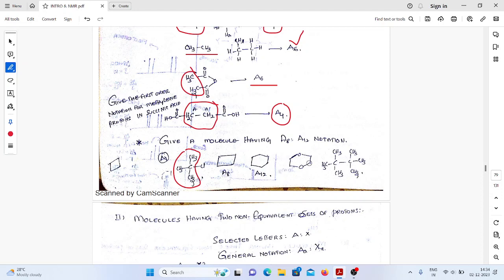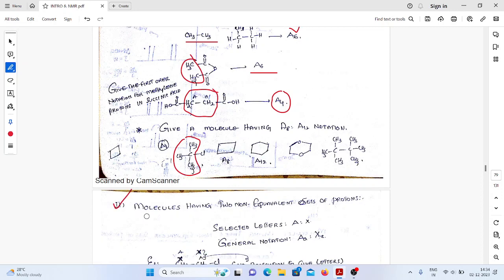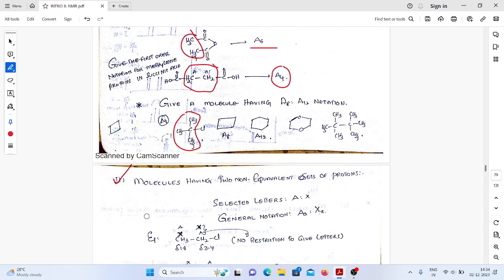In this case 1 2 3 4 5 6 7 8. In this case how many total? 3 plus 3 6, 6 plus 3 9, 9 plus 9 18, A18. The second condition is that if the molecule is having two non-equivalent sets of protons.